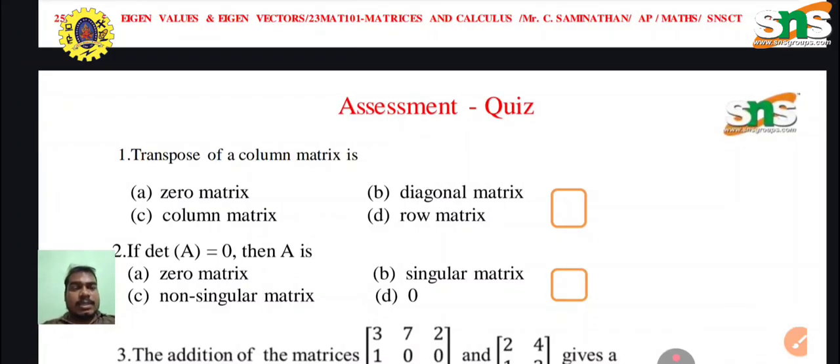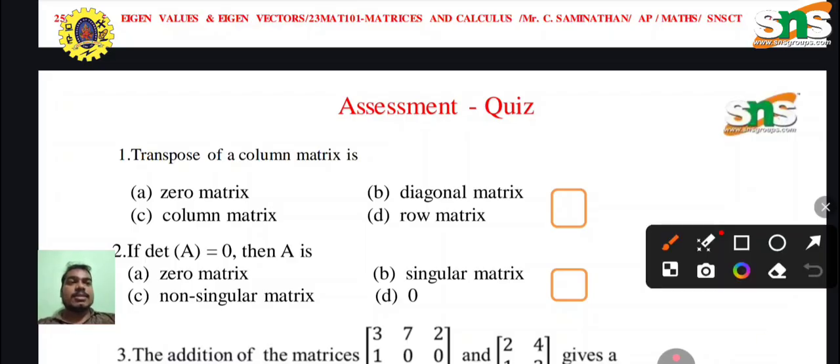So let us see one example assignment. The transpose of a column matrix is, any guess? What is a column matrix? We can change rows into columns or columns into rows, and that is the transpose of the given matrix. A column matrix consists of only one column, so its transpose is a row matrix. The correct answer is D.